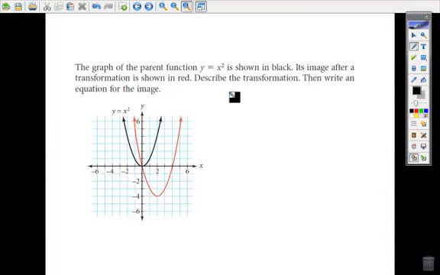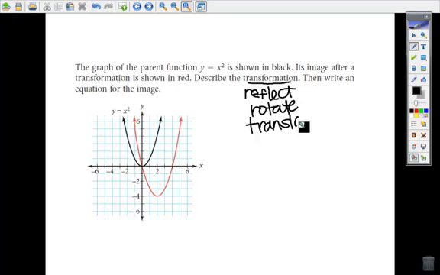So what you see here is the parent function in black over here and the image in red. And we want to figure out what kind of transformation this is. The options for transformation are a reflection, a rotation, or a translation. Those are our three options. Those are the only things that could be happening. And when I'm looking at this right now, I know it's not reflected. It's not rotated, so it has to be a translation, okay? Has to be a translation.